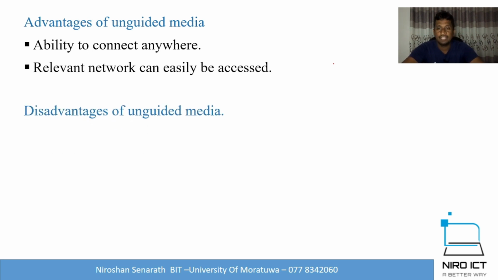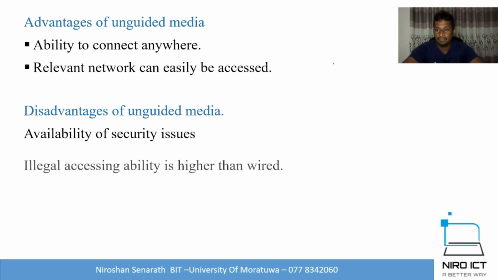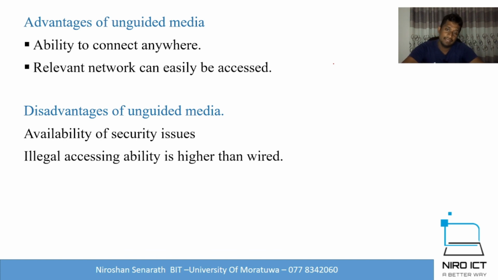Disadvantages are there. Security issues are there, because any person can connect to your network without informing you. Be careful. Illegal access ability is higher than wired. When you talk about wired connections, illegal access is less, but with wireless it is high. Disturbances are there too. So many outside noises and other signals disturb the original signals, the original data values. That's why we can say disturbances are there.